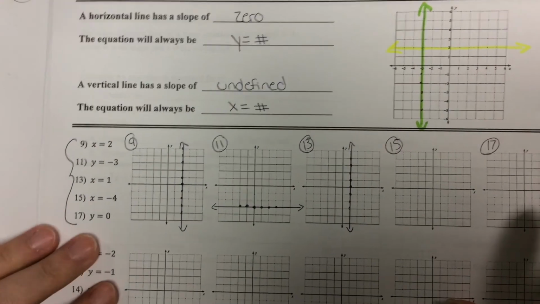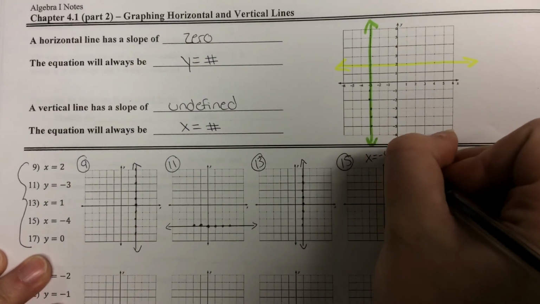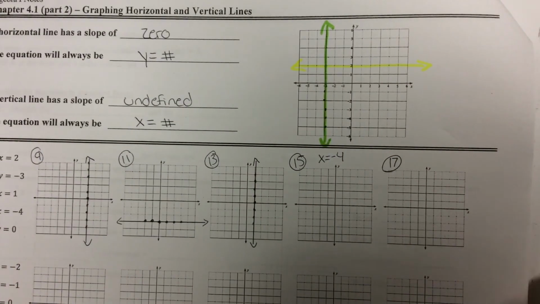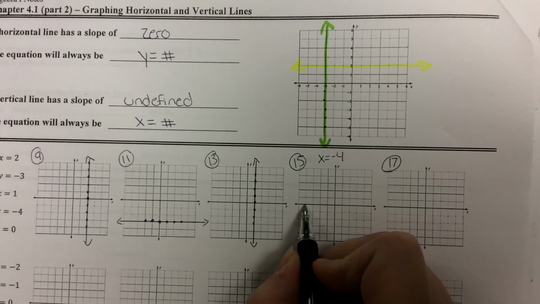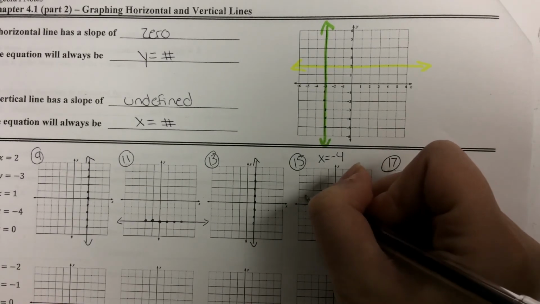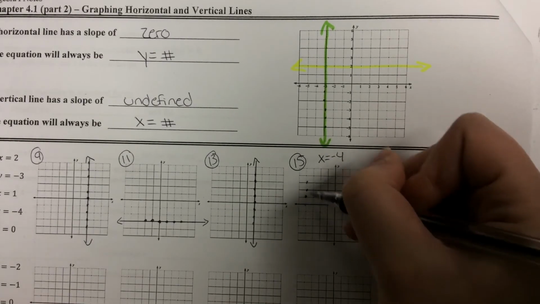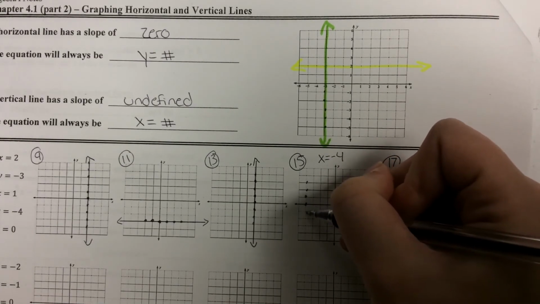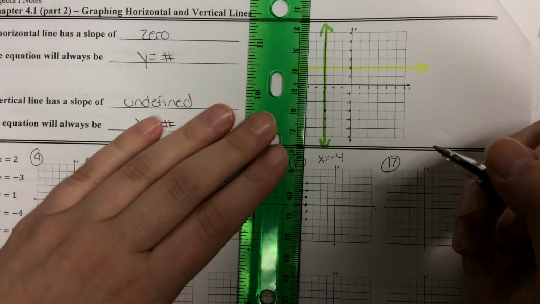Okay? Number 15, we have x equals -4. All right, so at x equals -4, 1, 2, 3, 4 in the negative direction, all the points that have a -4 coordinate. So let's see, (-4, 1), (-4, 2), (-4, 3), (-4, 0), (-4, -1), (-4, -2). You get the picture.